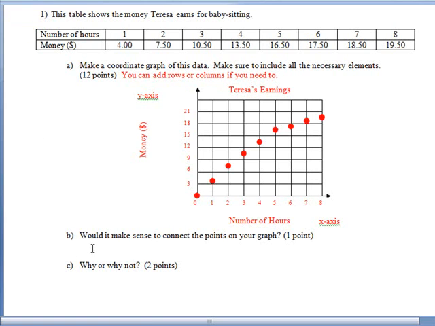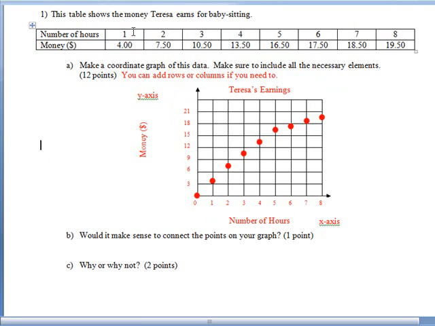Alright, B says, would it make sense to connect the points on your graph? This is a very tough question. We got to think carefully here. We have time down here and we have money here. Can time be split? Yes. Can money be split? Yes. However, we have to consider the entire problem. Teresa's getting paid by the hour.